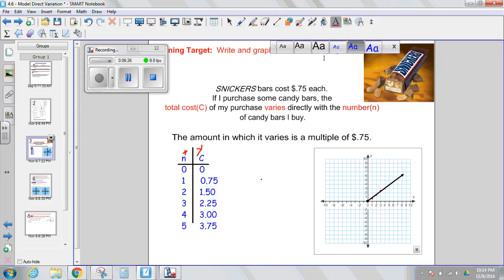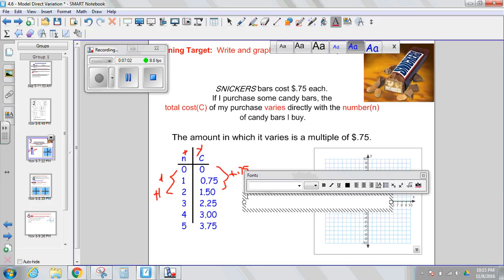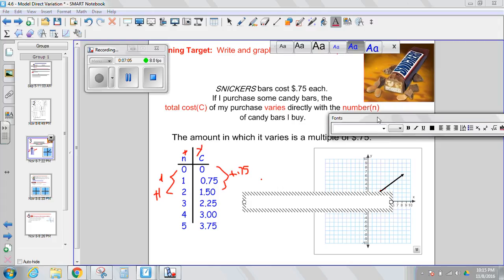And we can create an equation for what we've just found. On our n here, we are just adding 1 each time, and as far as our cost, we are adding 75 cents each time, all the way down. Since we're talking about direct variation, our constant of variation, think of that like your rate of change or your slope. It would be similar to your slope.